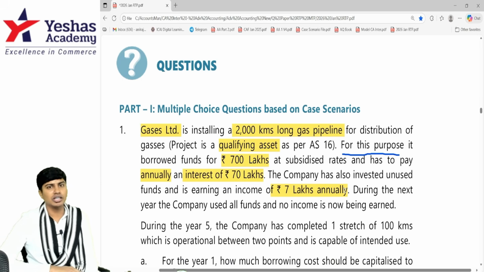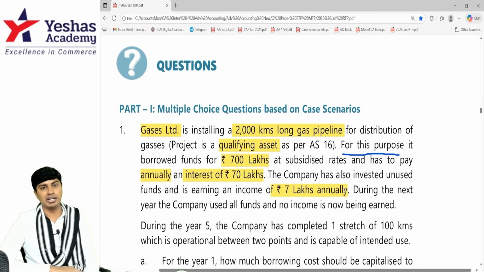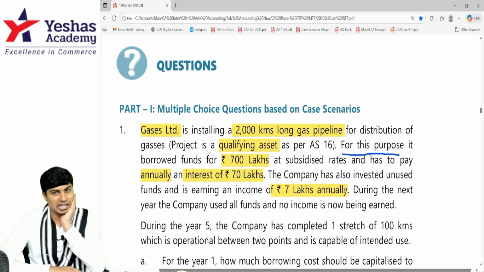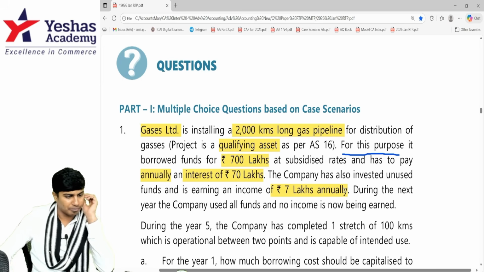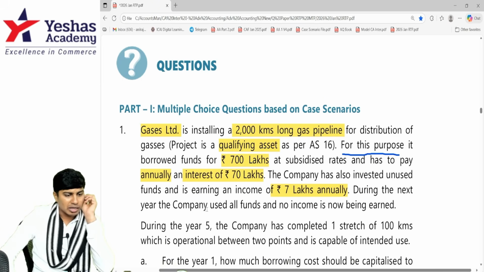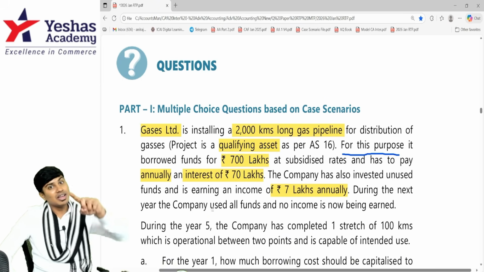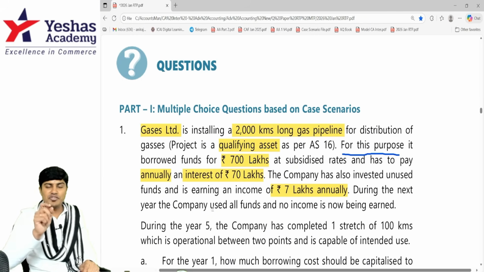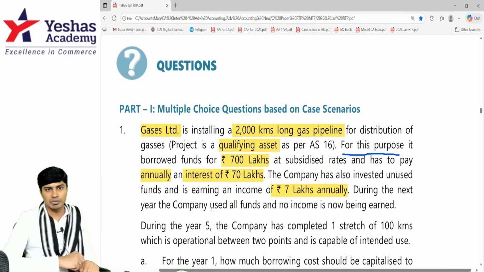70 lakh is the borrowing cost, 7 lakh is the interest income earned. I would have to deduct 7 lakh from 70, and only 63 lakhs of borrowing cost can be capitalized by adding it to the cost of the pipeline. During the next year, the company used all the funds. So the money is left idle only in the first year. So the deduction of 7 lakhs from 70 will happen in year 1.